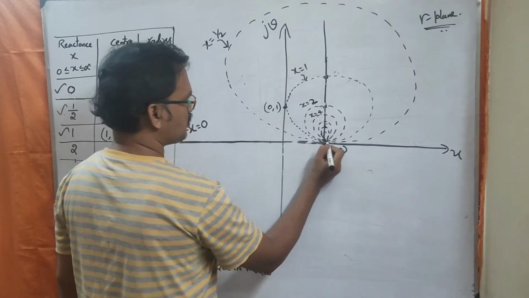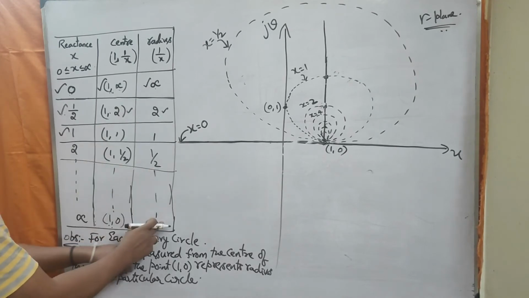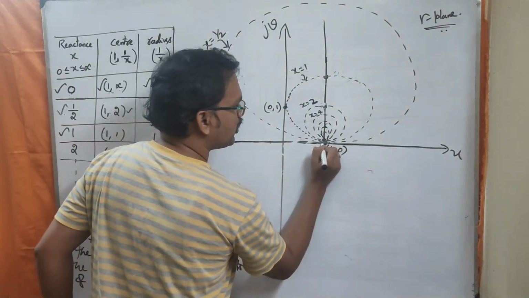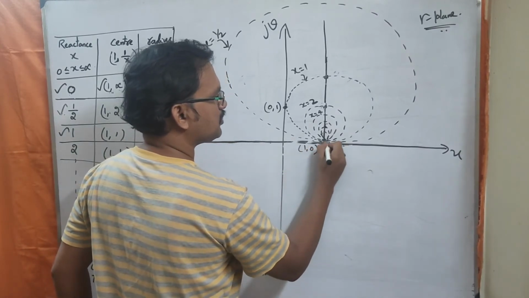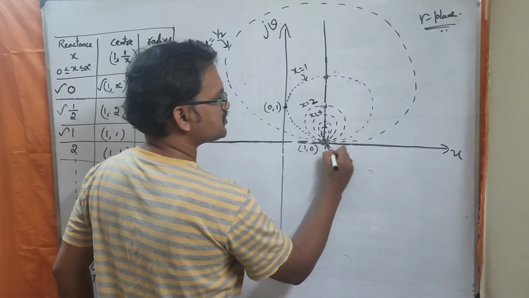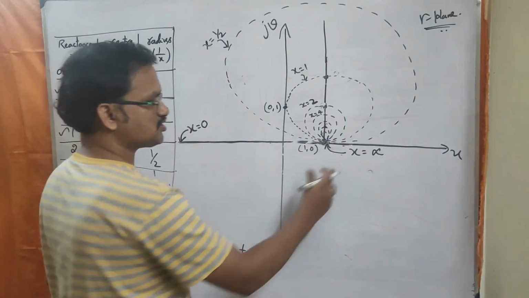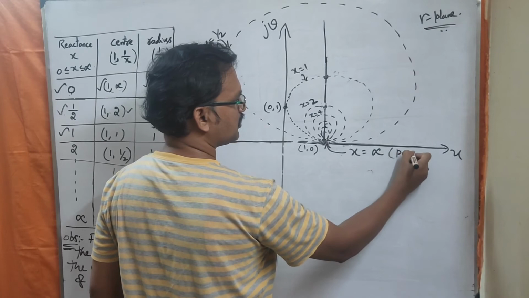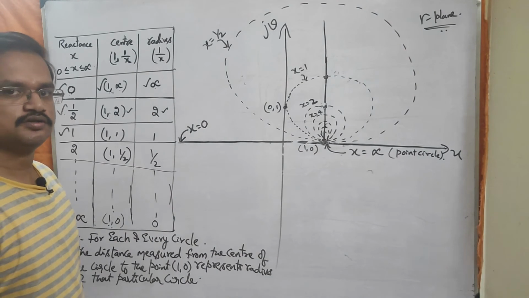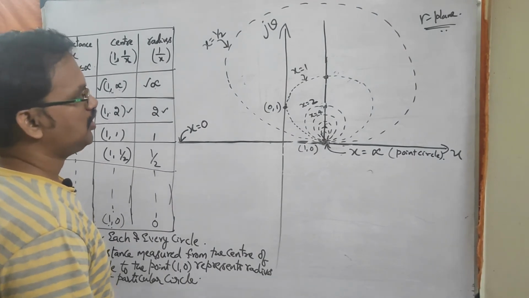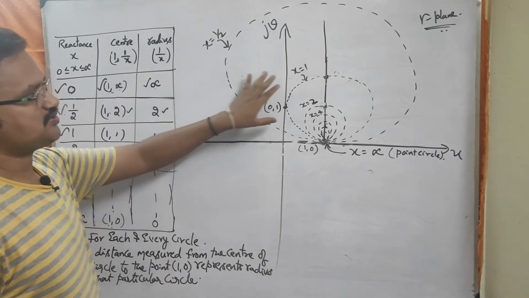Okay, so now at x equal to infinity, the center will become 1 comma 0 and the radius will become what? 0. So that means this 1 comma 0 point represents what? It represents x is equal to infinity. So x is equal to infinity represents what here? A point circle. It represents a point circle. Understood?